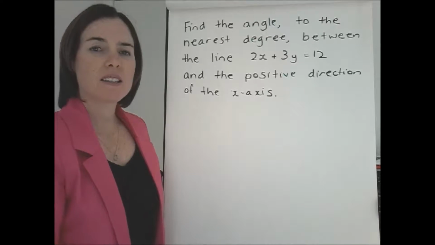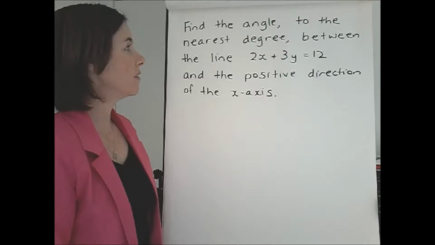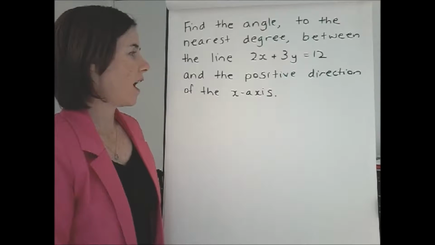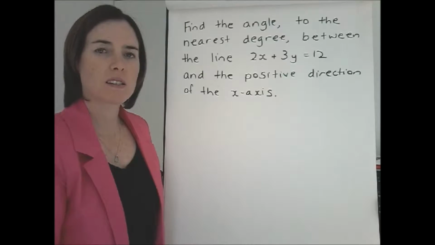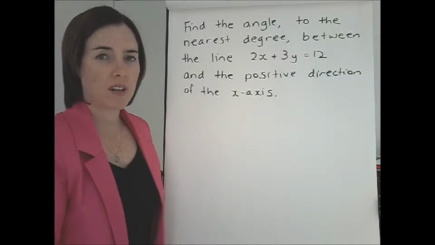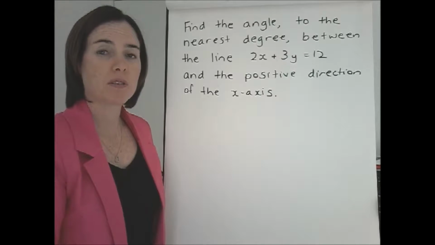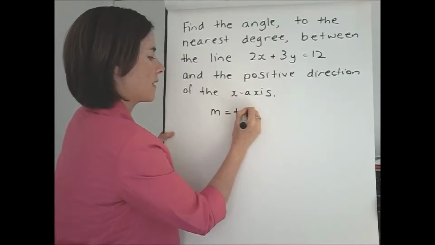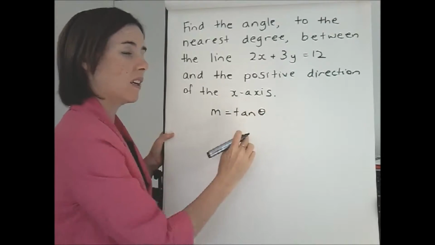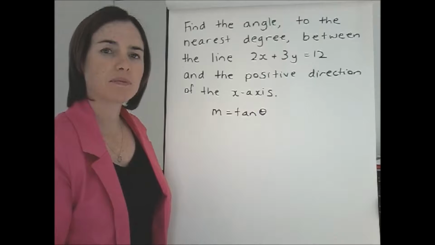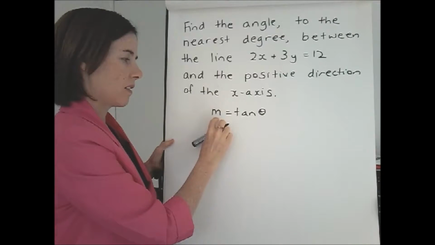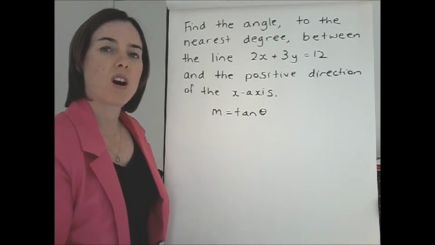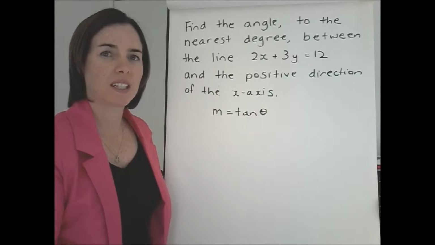Today's question asks us to find the angle to the nearest degree between the line 2x plus 3y equals 12 and the positive direction of the x-axis. Whenever you are finding the angle between a line and the positive direction of the x-axis, there's a formula you need to use: m equals tan theta, where theta is the angle you're trying to find. So it's related to the gradient, and it's because gradient is rise over run, tan is opposite over adjacent, and they're effectively the same thing.